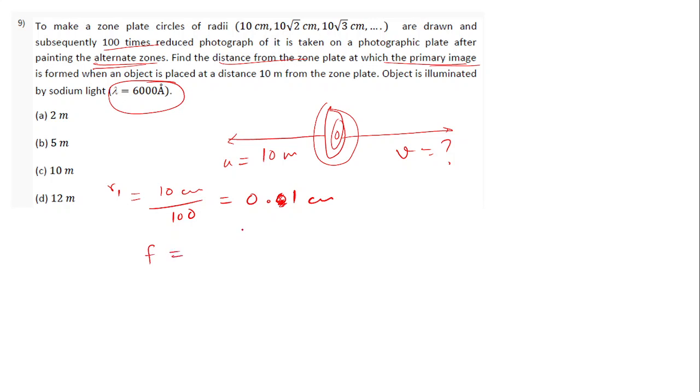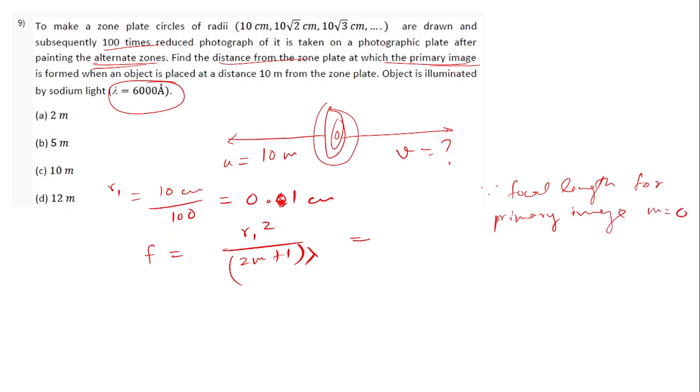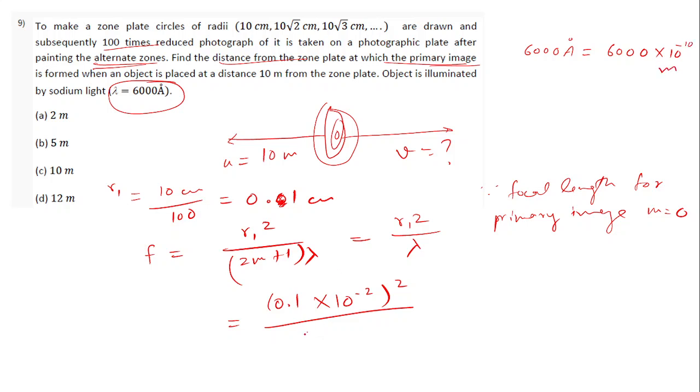Now again using the formula of focal length, R1 square divided by (2m plus 1) times lambda. Since for the primary image m is equal to 0, f will be R1 square over lambda. The value of R1 is 0.1 centimeter; converting into meters, 10 to the power minus 2, and the square of that, divided by lambda, which is 6000 angstrom. Converting 6000 angstrom into meters, it is 6000 times 10 to the power minus 10 meters. Both are in meters, so we get the answer in meters.